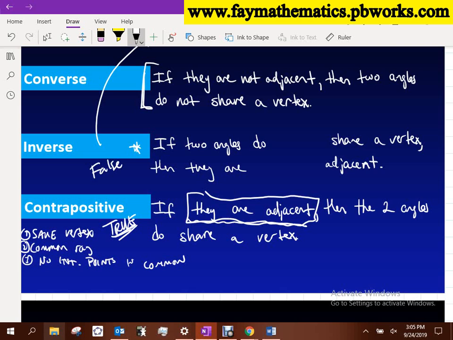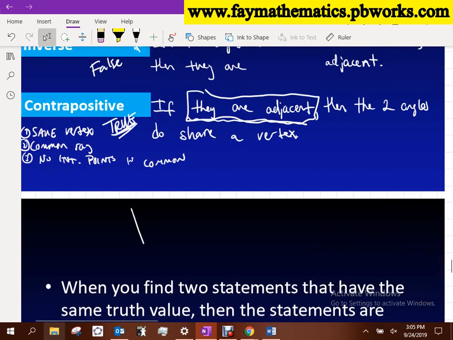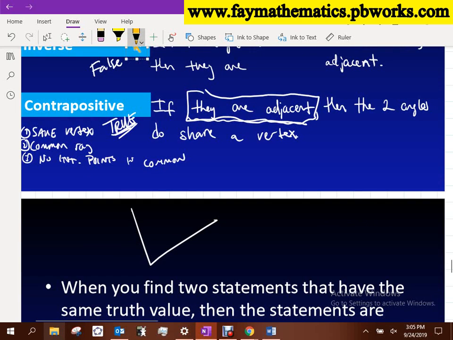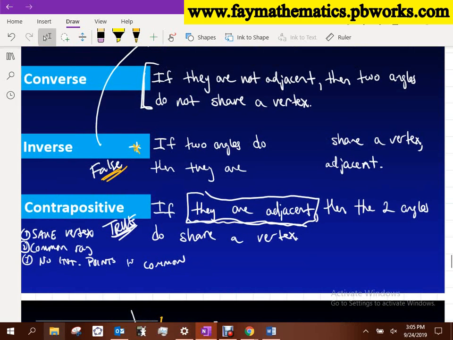Okay, the inverse is false, and I'll show you a picture. You could have that angle there, and you could have maybe that yellow angle. Would you agree that they share a vertex? But they don't have those other two ideas of common ray and no interior points in common to satisfy being adjacent. So that's why we say that statement is false. If that's false, what do you know about the converse? It is also false. The inverse and converse have the same truth value all the time.